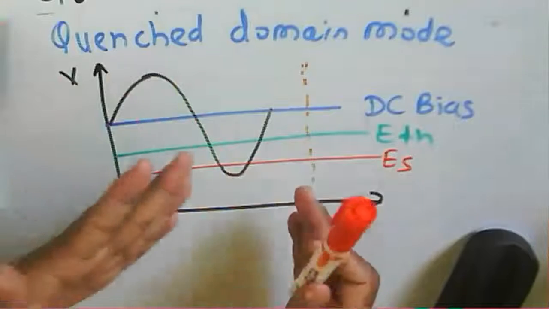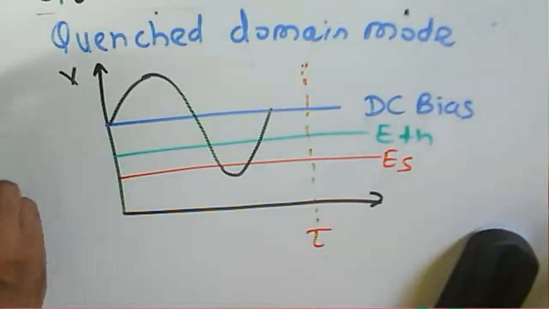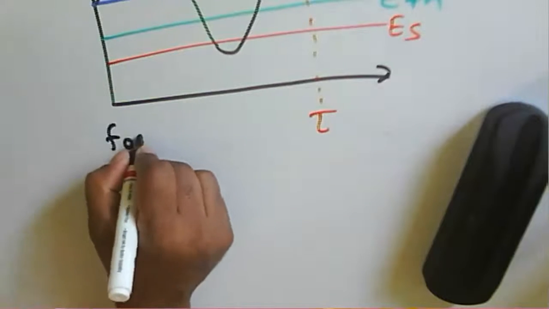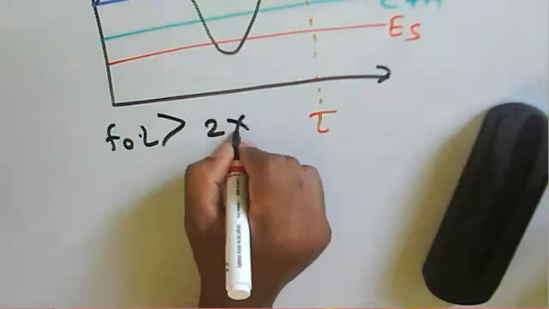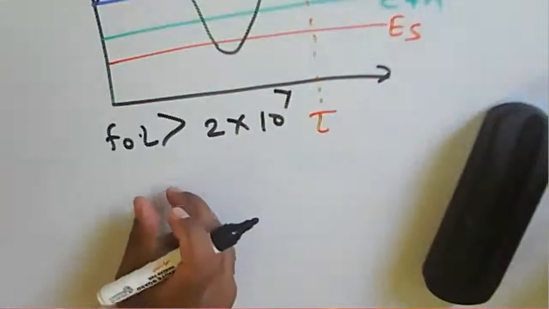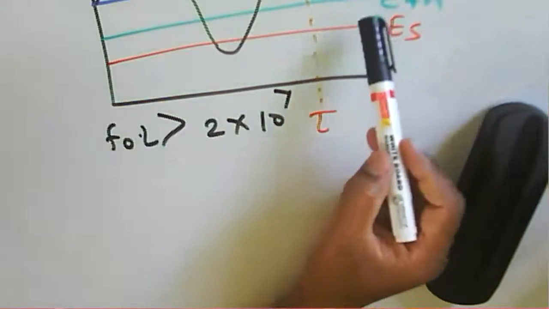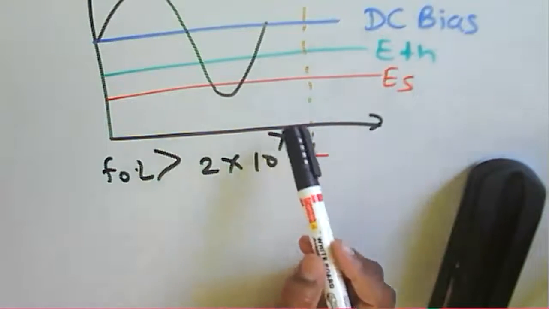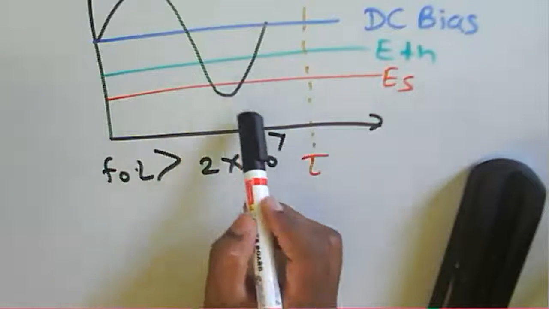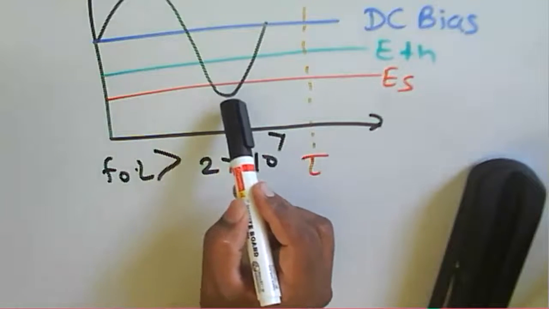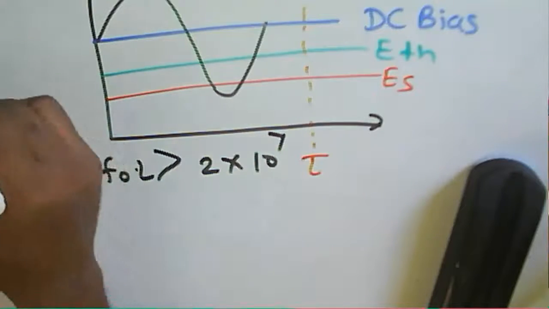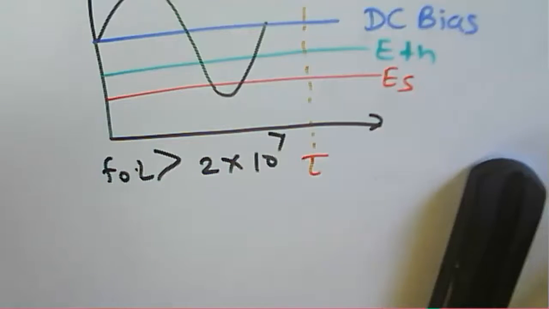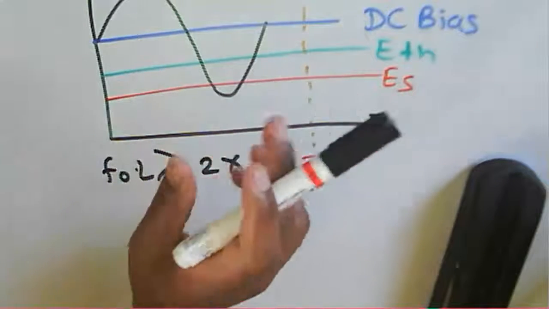So, sorry, there is a quench domain, not a delayed domain. So we are supposed to consider that in this quench domain mode, F0 into L will be greater than 2 into 10 to the power 7. Here we see these are the bias voltages, and in this particular mode the bias field drops below the sustaining field. This one is about the sustaining field, and due to that this particular domain is called a quenched domain.